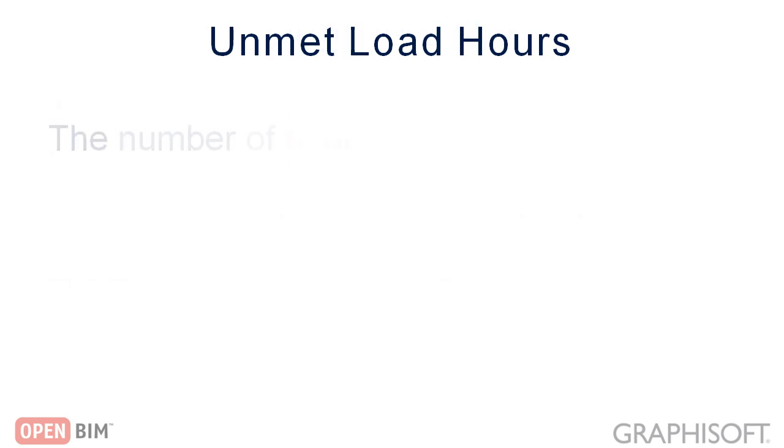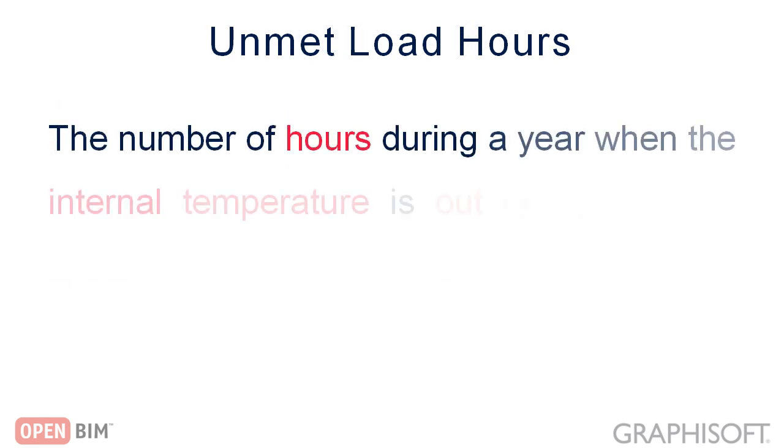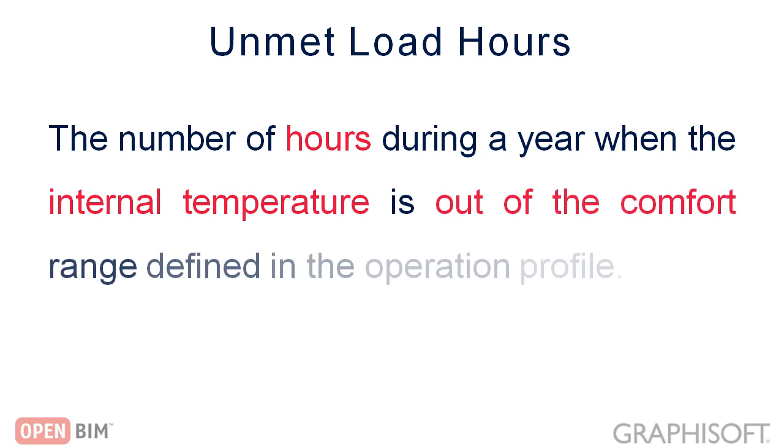Unmet load hours are the number of hours during a year when the internal temperature is out of the comfort range defined in the operation profile. If heating and cooling unmet load hours are calculated for a climate file while taking into consideration the building's intended use, then they represent the total number of hours throughout a year that are outside of the comfort range. This information is a very useful indicator of how friendly or unfriendly a particular climate is.